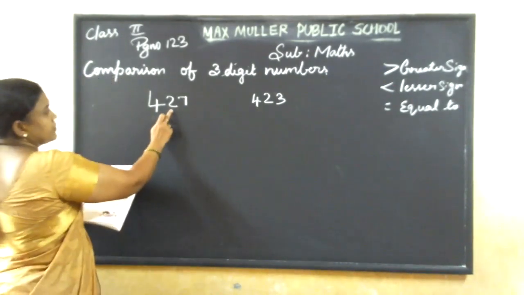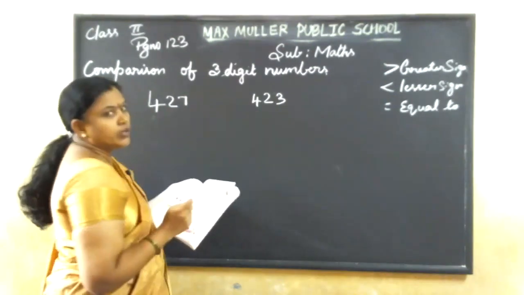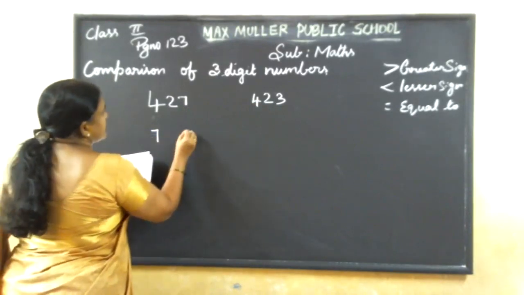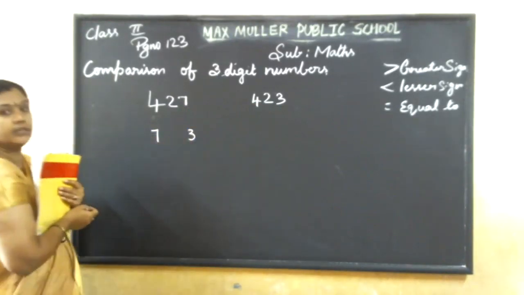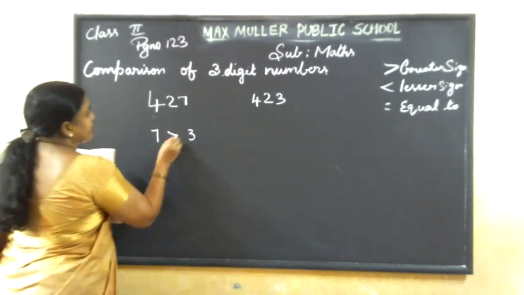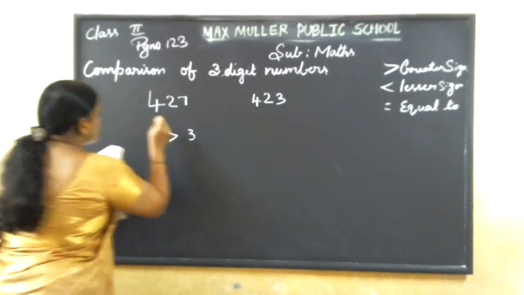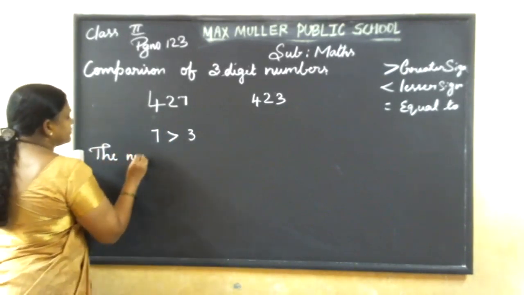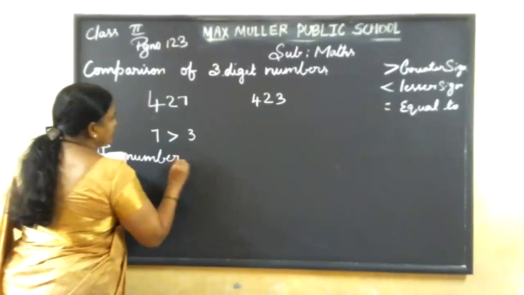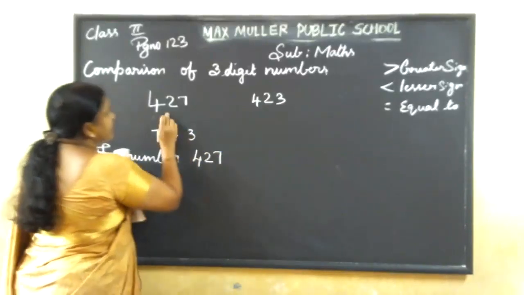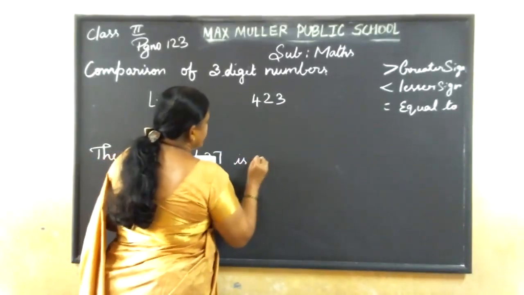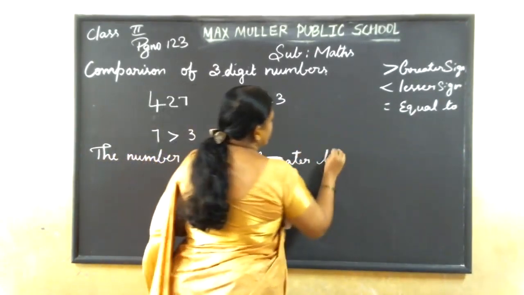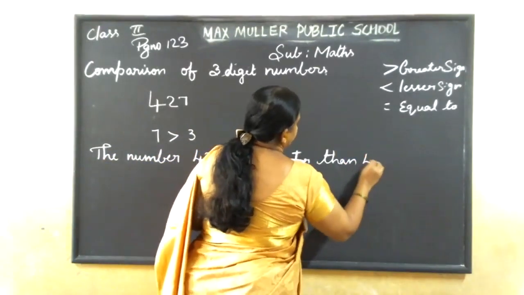In the tens place 2 is here, here also 2. So what will you do? You will go to the ones place. In the ones place, 7 and 3. Which one is greater here? 7 is greater. So 7 is greater than 3. So you write the number 427. This is the greater number, no children? 427 is greater than 423.